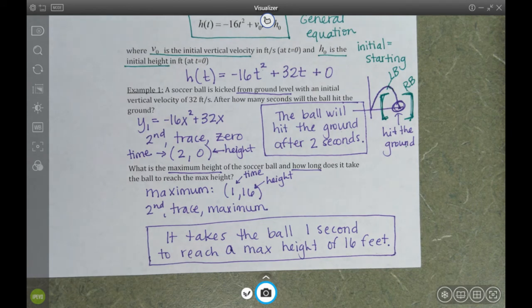So if you have the calculator, let the calculator do the work for you. So much easier than doing it all by hand. Okay.